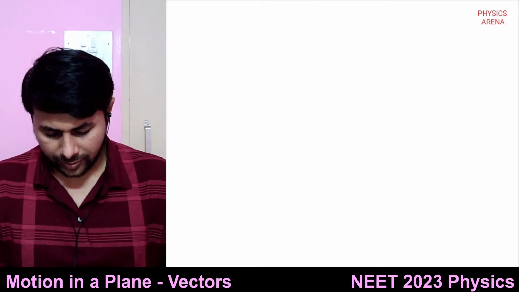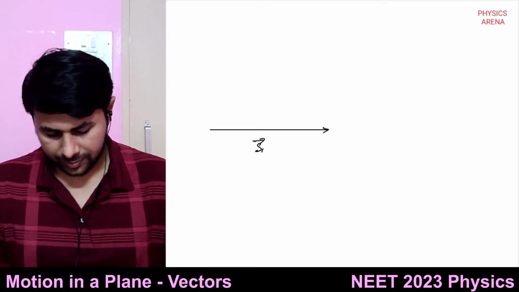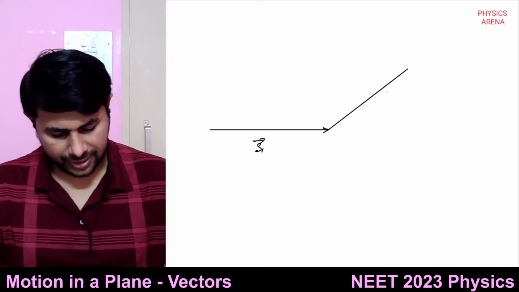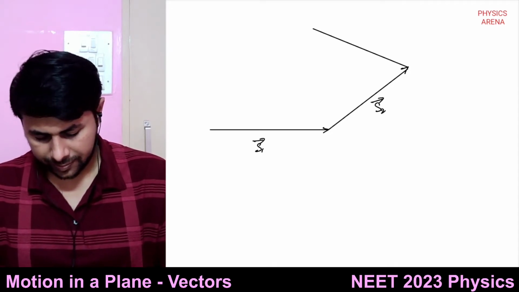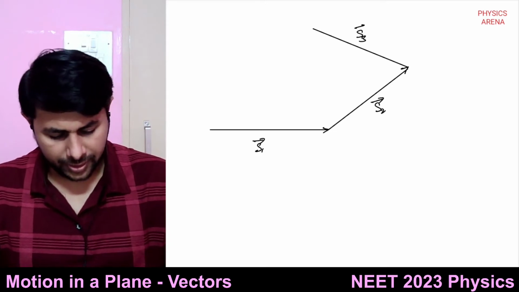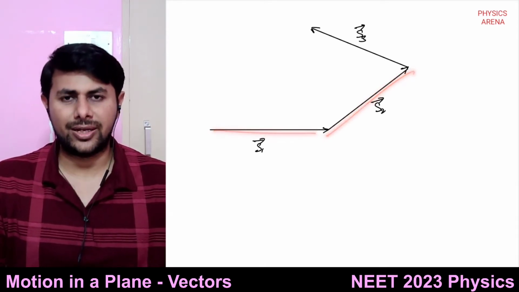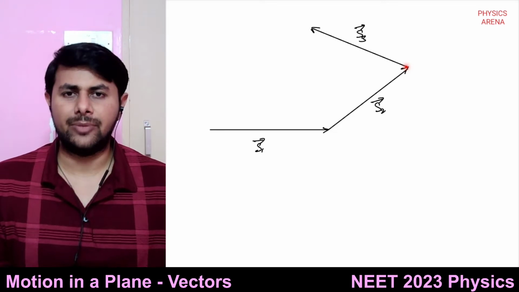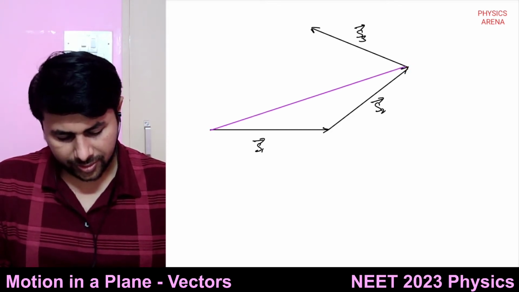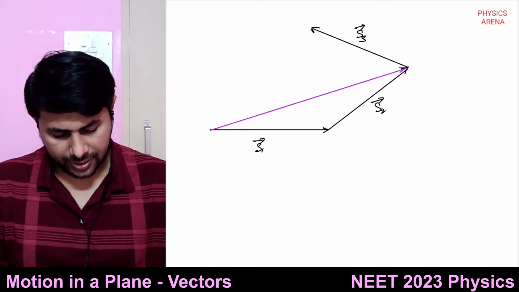Got it? So now, if I take this vector and call it S1 bar, this is S2 bar, then I will take another vector, S3 bar, and so on and so forth. If I add S1 bar and S2 bar, what do I get? I get a straight line starting at the start point of S1, ending at the end point of S2. So this is the resultant of S1 bar and S2 bar.